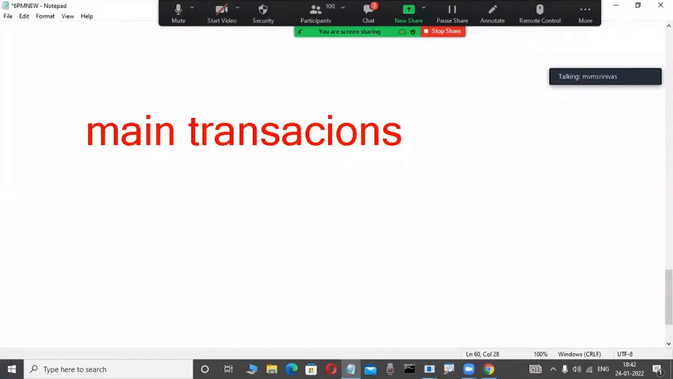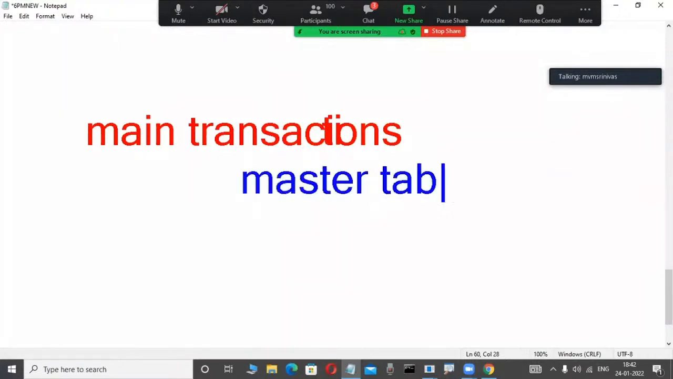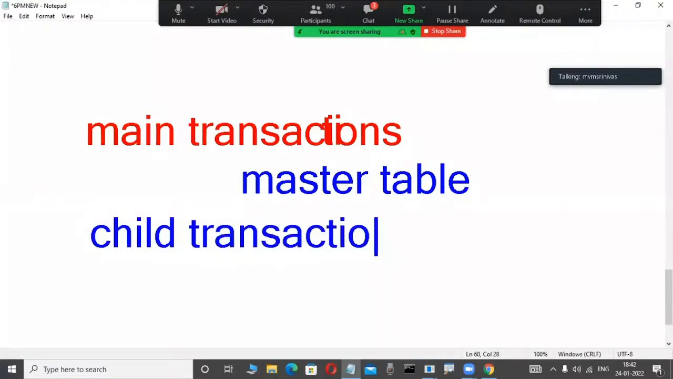Main transactions are stored in a where? Master table. Again, related child transactions in real-time projects are stored in a where? Child table.